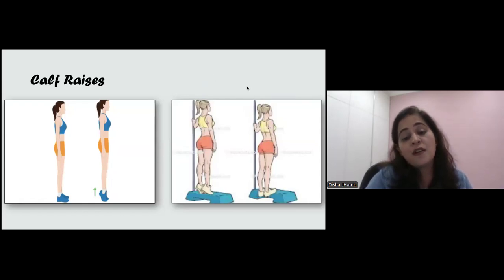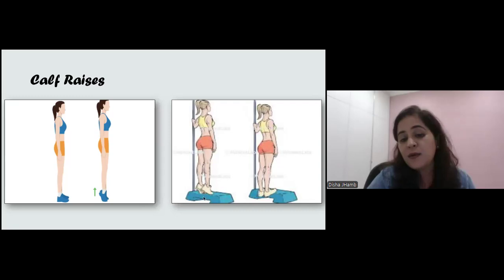This is for the later stages, when you have recovered completely, and to avoid the episode from occurring again, we perform this kind of stretch. As you can see, it can be performed on a stepper or on the stairs. Here in this position, the heel is going down, so this gives a good stretch to your calf area.